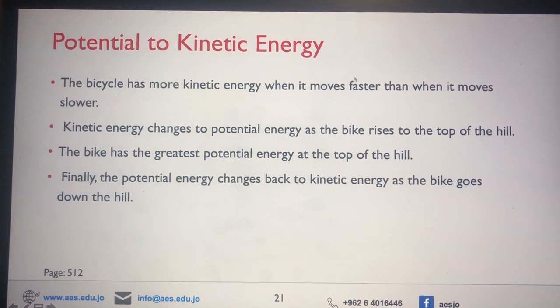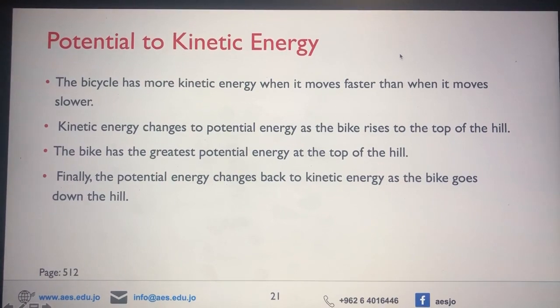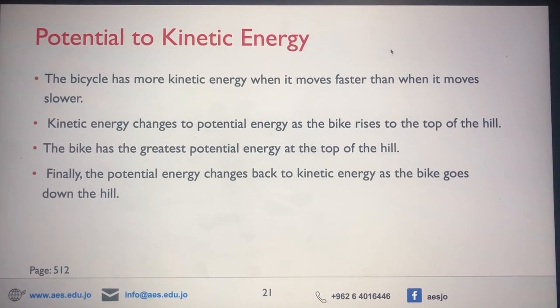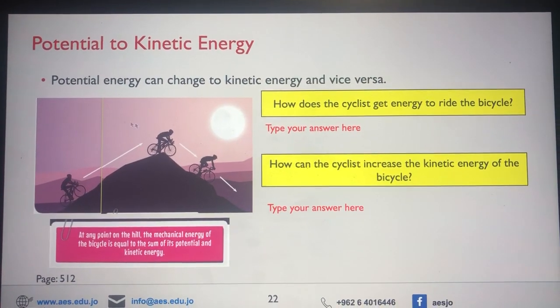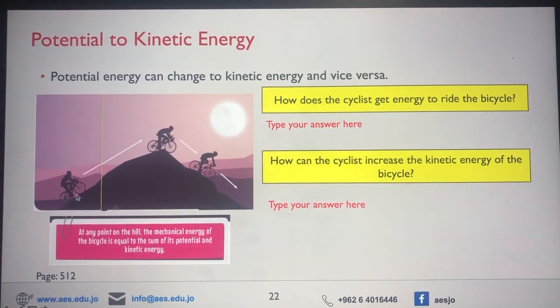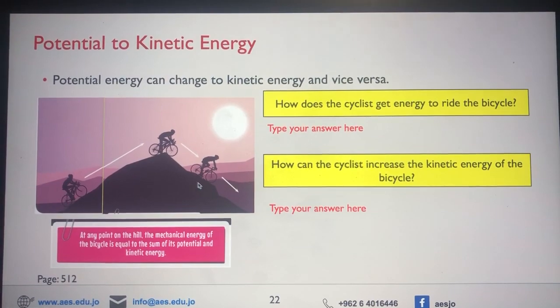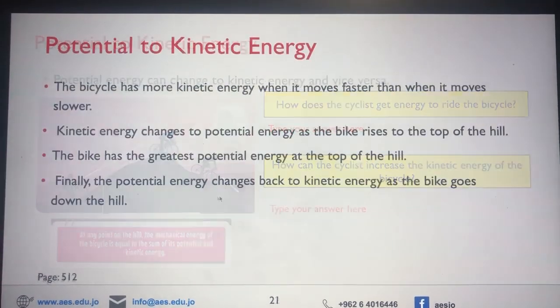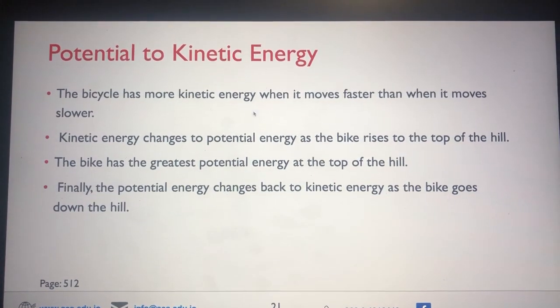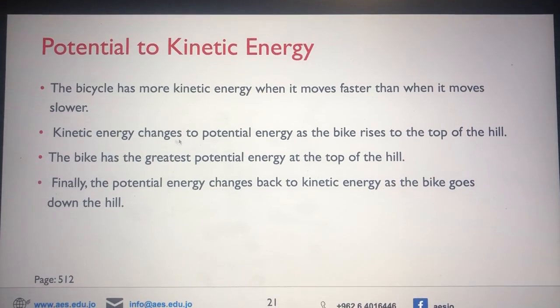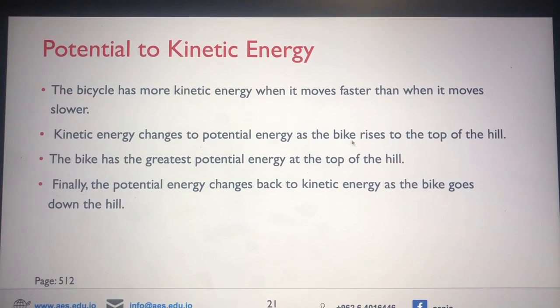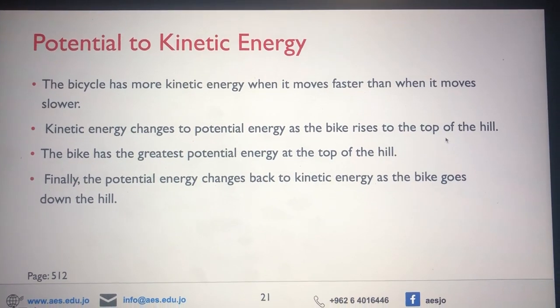Alright, in addition to potential and kinetic energy, potential can change to kinetic energy and vice versa. So for example, let's look at this picture together. There's a bicyclist going up the hill and then going down the hill again. When the bicycle has more kinetic energy, it will move faster than when it moves slower. And kinetic energy changes to potential energy as the bike rises to the top of the hill.